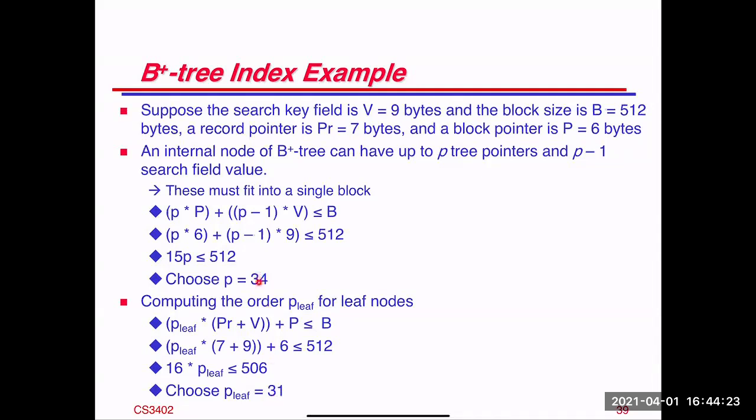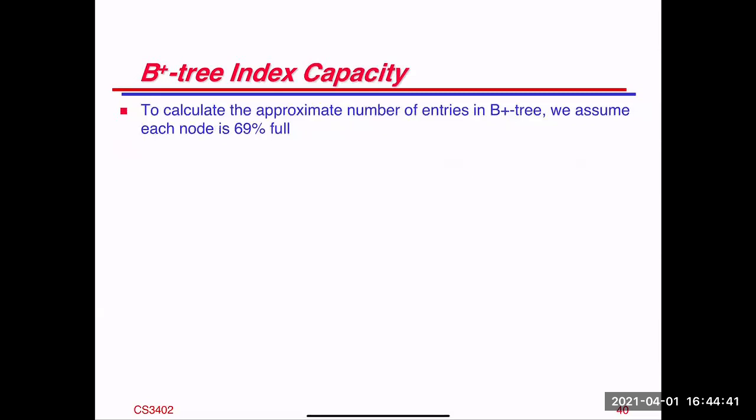Okay, so you can see that these two are not always the same, and it doesn't make sense to choose the same order for leaf nodes and internal nodes, because that means you would need to choose the smaller of the two and you would waste some space. Okay, so now let's look at the capacity that we get for a B plus tree.